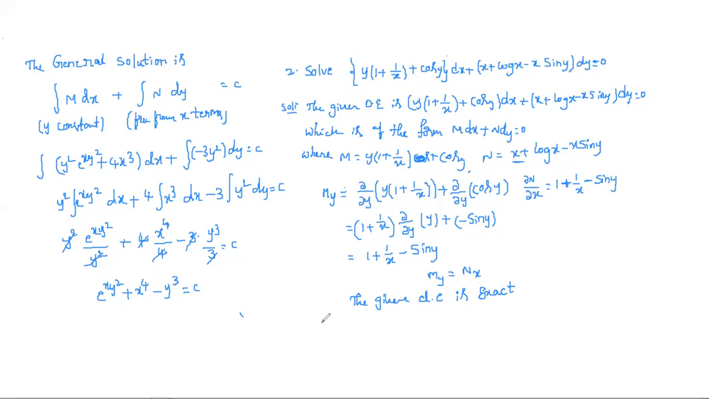Next, we need to write the general solution. The general solution is integral M dx with y constant, plus integral of N dy free from x terms, is equal to c. M we already know: y into 1 plus 1 by x, plus cos y, whole dx, plus N dy.